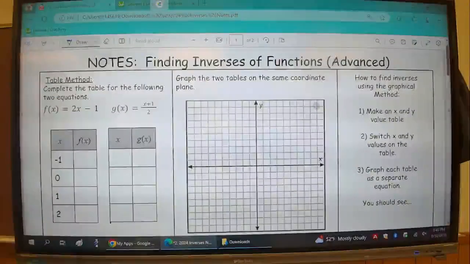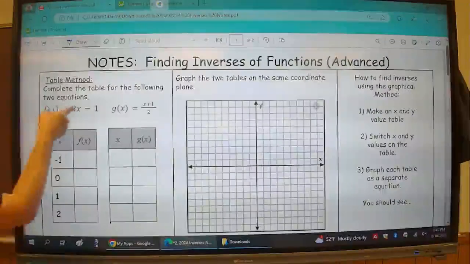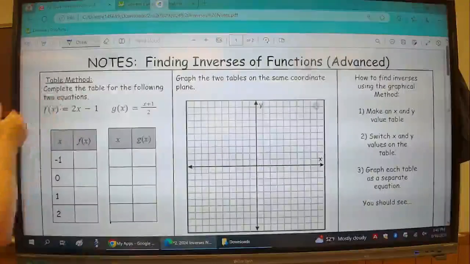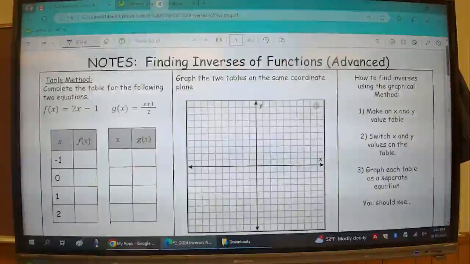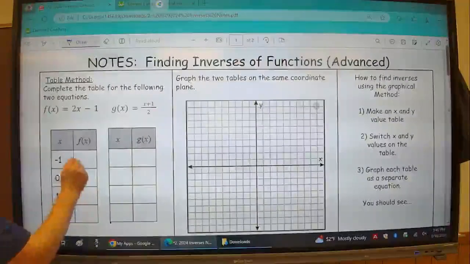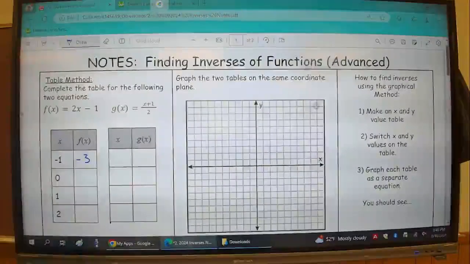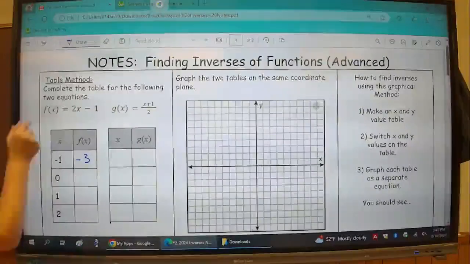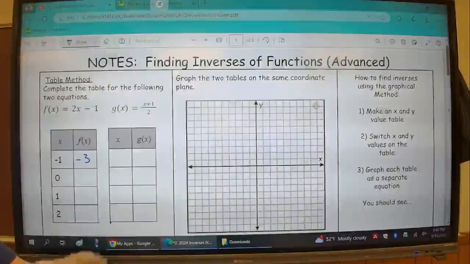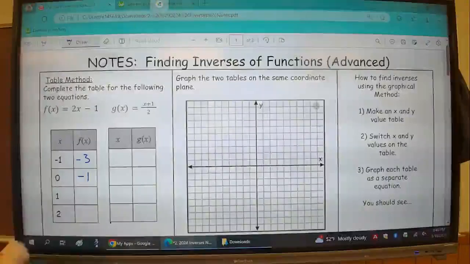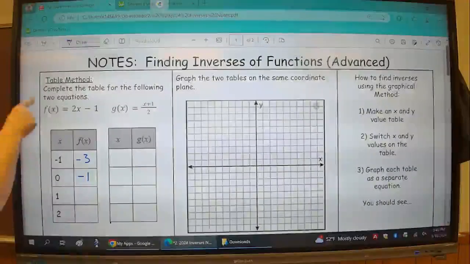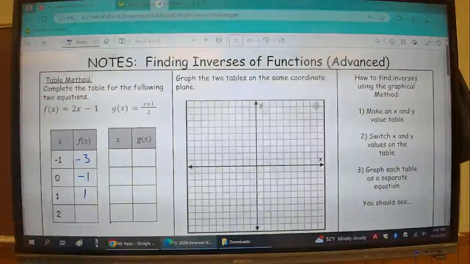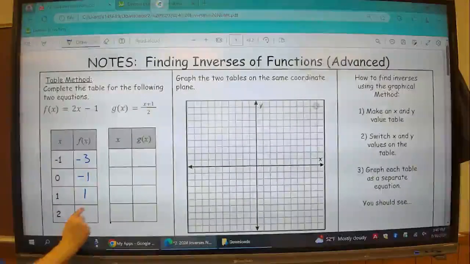Now let's take some x's and plug them into my f function. I've got 4 x's right here. If I take my negative 1 and plug it in, negative 1 times 2 is negative 2. Negative 2 minus 1 is negative 3. Plug in a 0. 0 times 2 is 0. 0 minus 1 is negative 1. 1 times 2 is 2. 2 minus 1 is positive 1. 2 times 2 is 4. 4 minus 1 is 3.